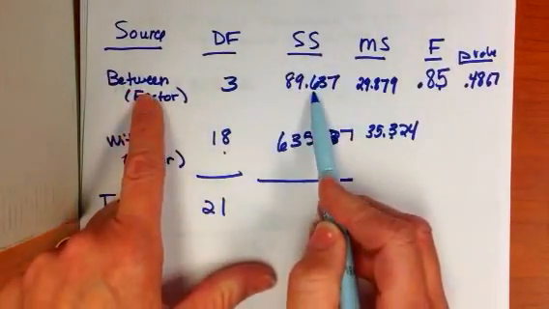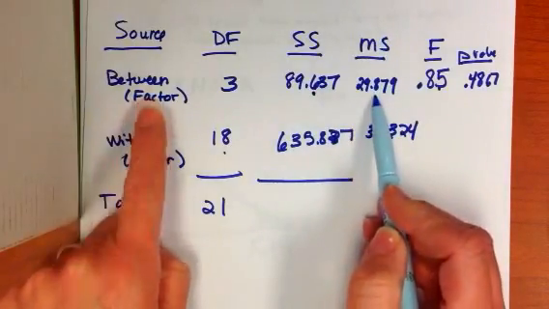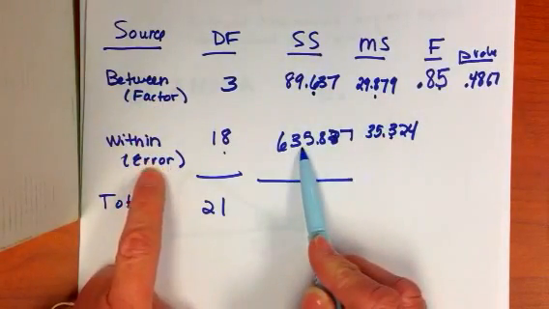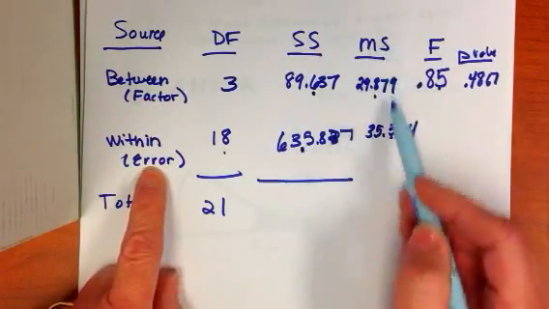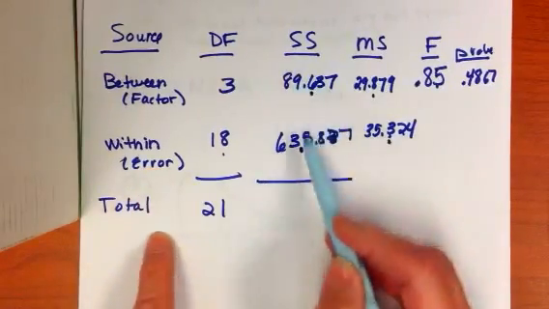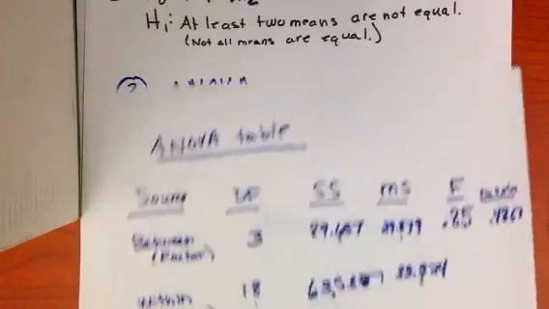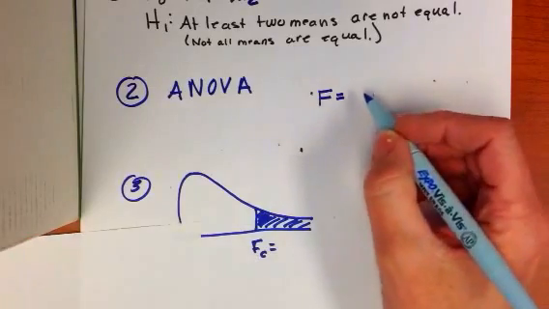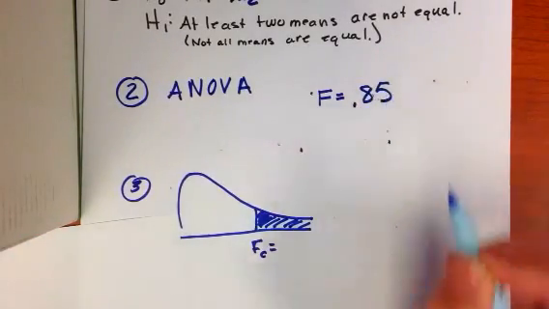Sum of squares between is right here. Mean squared between is here. Sum of squares within, which shows up as error on your calculator. Mean squared within, and then the totals, just add them together. So to finish our test, our F test statistic was 0.85.